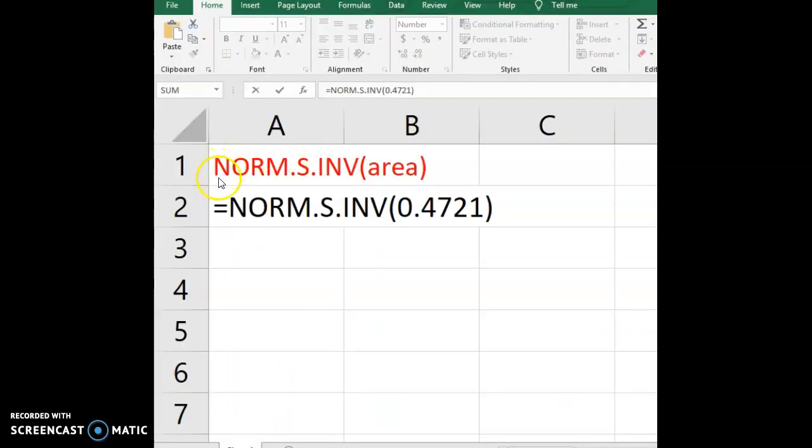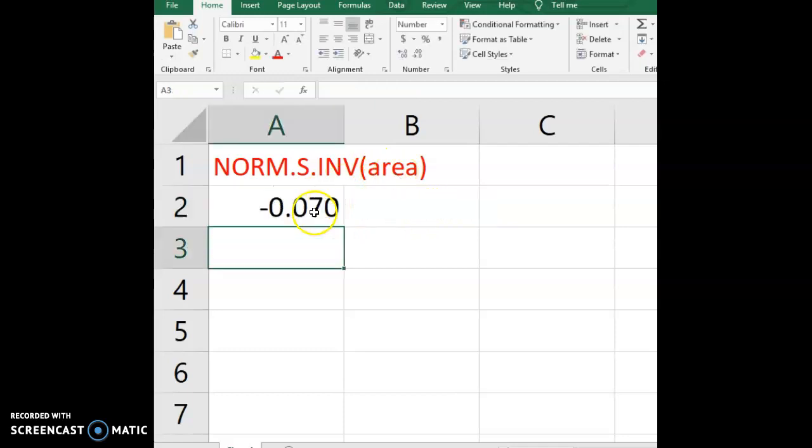In Excel, to solve this, you'll use the formula norm.s.inv, and then you enter that area that you're looking for. And here I've entered it, and Excel will give back the z-score that corresponds to that area.